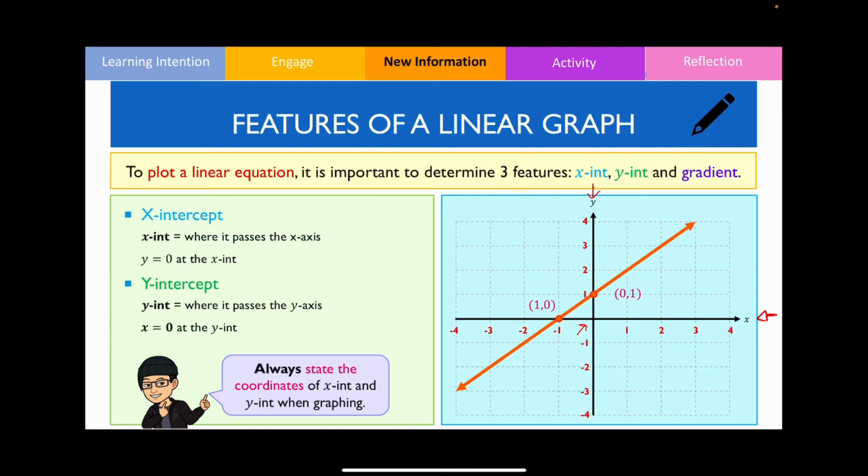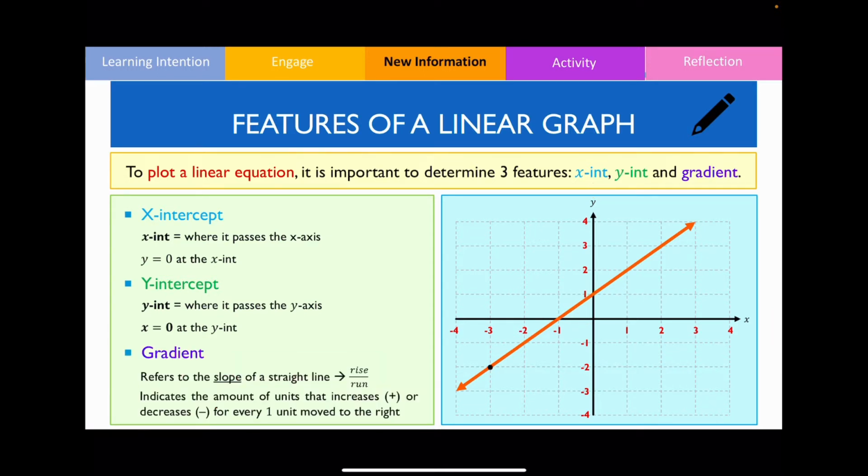The final important piece of information for us to understand is the gradient. The gradient essentially refers to the slope or the steepness of the graph, and that is given by the rise over run, something that you should have already been exposed to last year during year 9. Now, the definition of a gradient is that its value will tell us how many units we need to either increase or decrease by, determined by the sign of the value, for every 1 unit you move to the right.